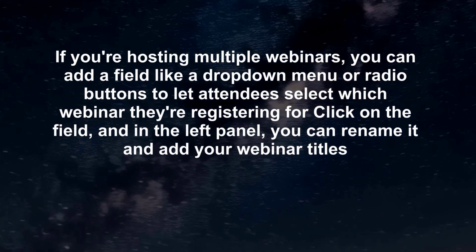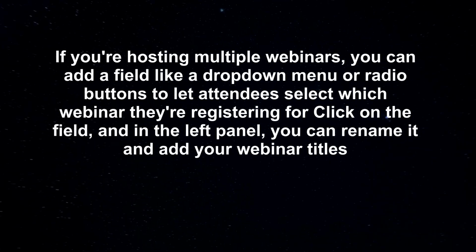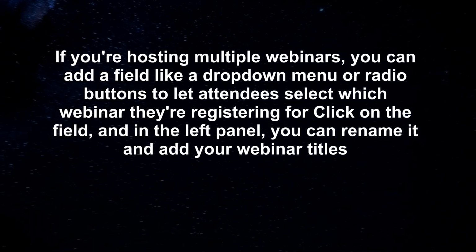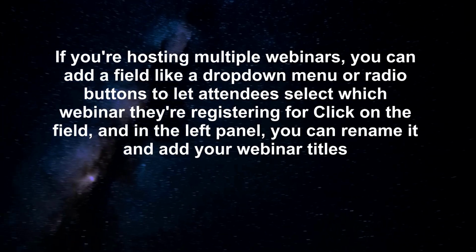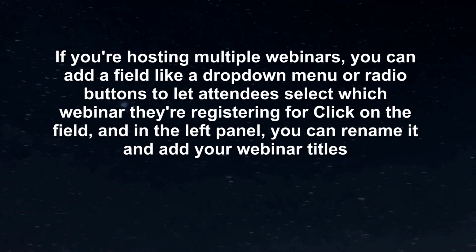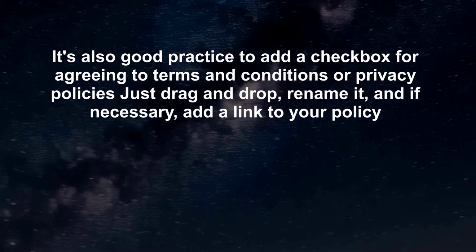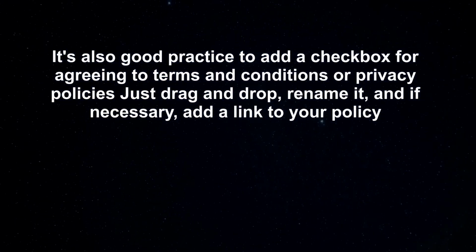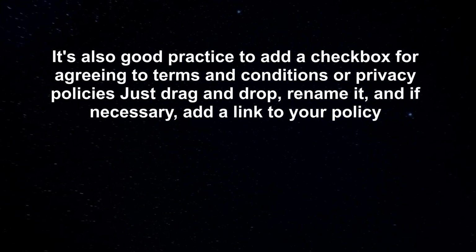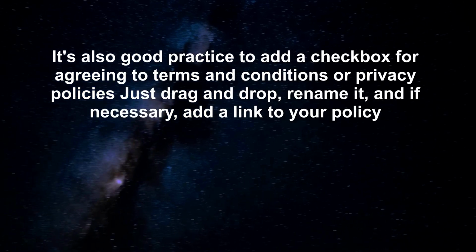If you're hosting multiple webinars, you can add a field like a drop-down menu or radio buttons to let attendees select which webinar they're registering for. Click on the field, and in the left panel, you can rename it and add your webinar titles. It's also good practice to add a checkbox for agreeing to terms and conditions or privacy policies. Just drag and drop, rename it, and if necessary, add a link to your policy.